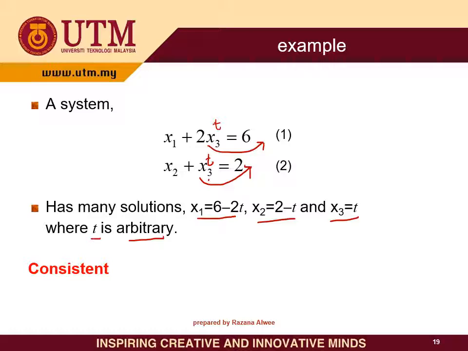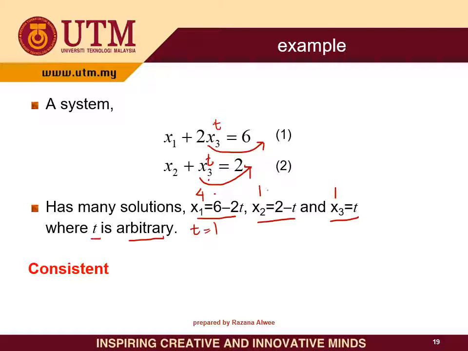Now we try to find whether any number can satisfy the solutions. We start with 1, let's say 1. So t is 1, right? So if t is 1, x3 is 1. x2 is 2 minus 1, which is 1. x1 equals 6 minus 2 times 1. Remember, t is 1. So it becomes 4.